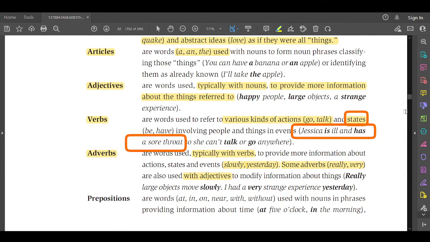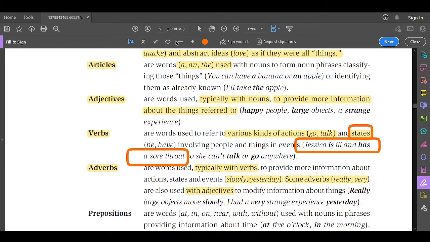Let me just highlight this to make it clear for you guys. Change the color. So some adverbs, see it here, like really and very, are used with adjectives. Really large objects move slowly. I have a very strange, see it here, very strange.